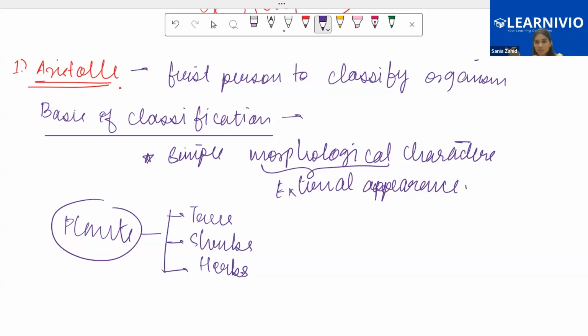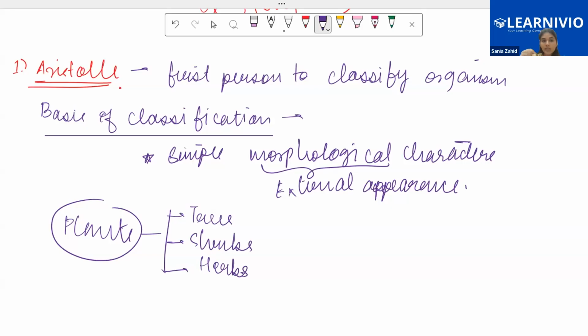He did not look at the internal structure. He did not look at any other feature of the plant. He just looked at the plant. Is it big? Is it small? Or is it very small? So that is morphology. You understand this? Yes. Okay. So this was the basis.